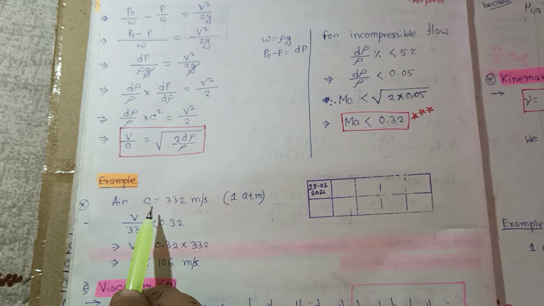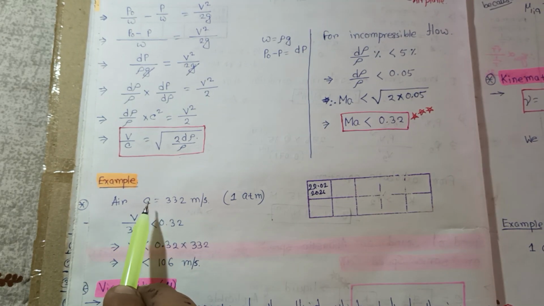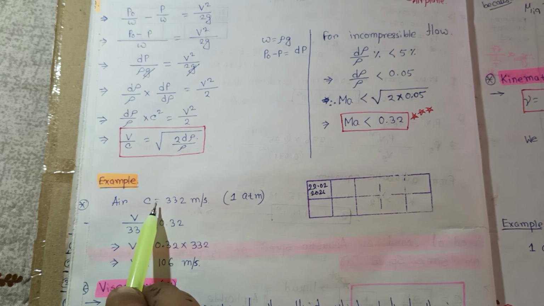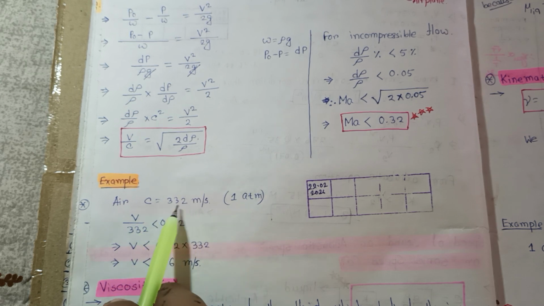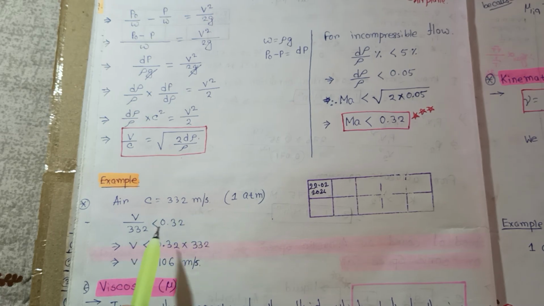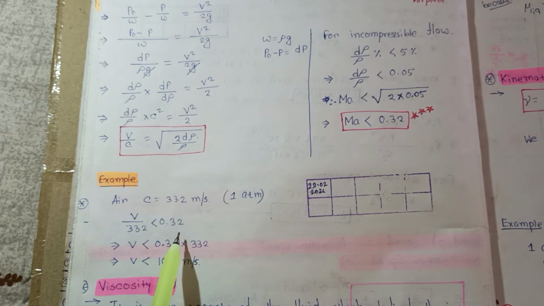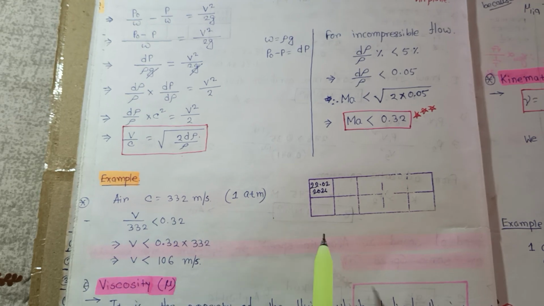Now for air, we know that the sound velocity in air, C, is equal to 332 meter per second. So V by 332 is less than 0.32. So V is less than 0.32 into 332. So V is less than 106.